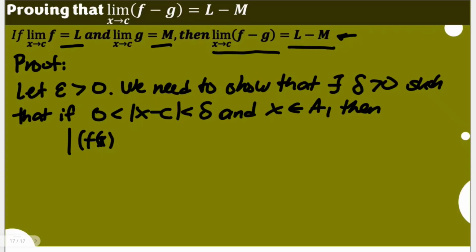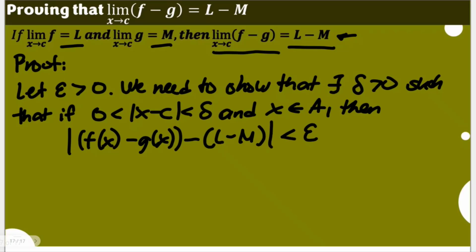Sorry for that, let me rewrite this. The difference of f of x and g of x, minus the difference of the limits, L minus m in that specific order, is less than epsilon. This is what we are trying to show, and this is what we need to show. But first, we will ask for the existence of delta.